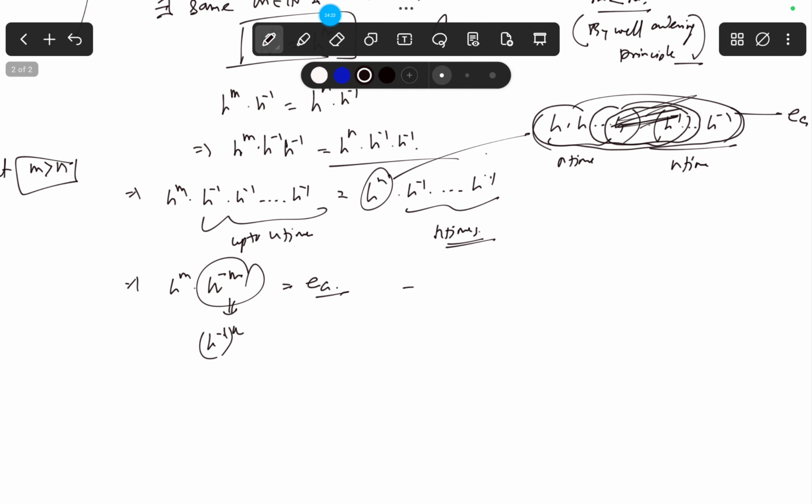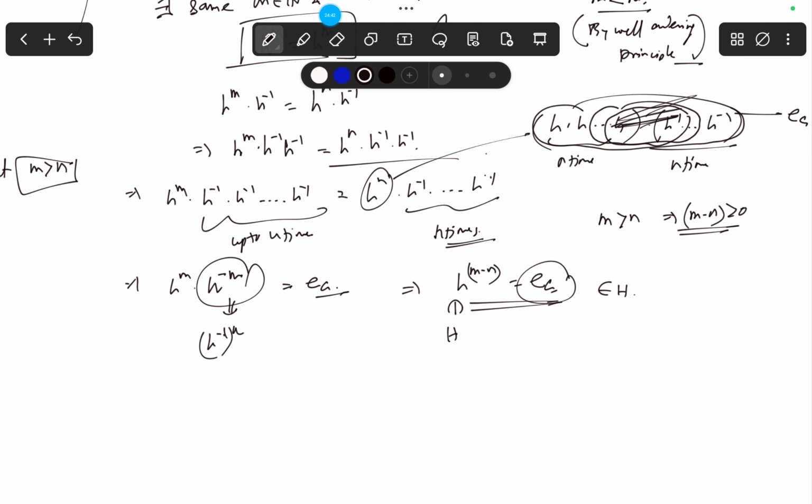That means we have that h power m minus n is e of G. Now since m is strictly larger than n, m minus n is strictly larger than 0. So this h power m minus n is completely in H. That means e of G must be in H, right?